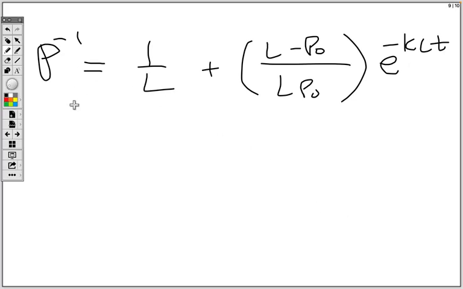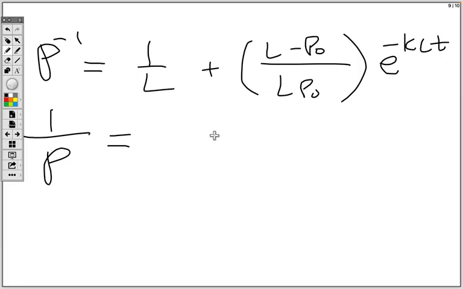And now p to the minus 1, that's 1 over p. That doesn't mean the inverse of p. So once again, the context is important here. That's an algebraic power, not a functional operation. So let's see. We're going to have to flip this over to get this to work out.